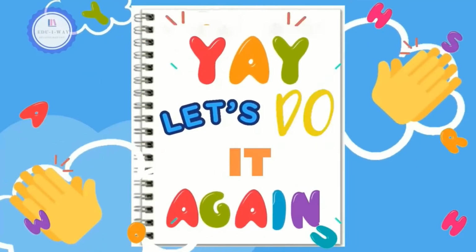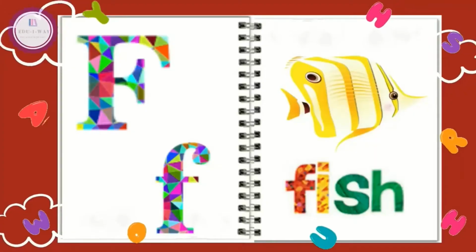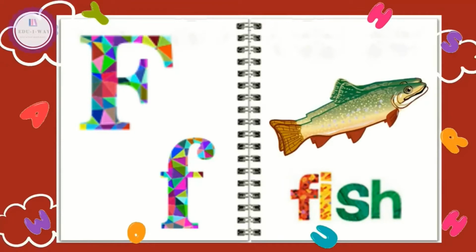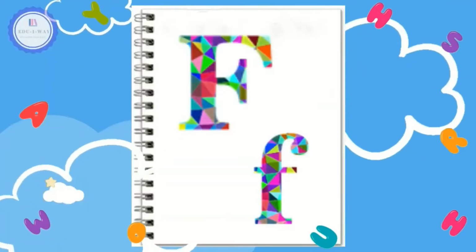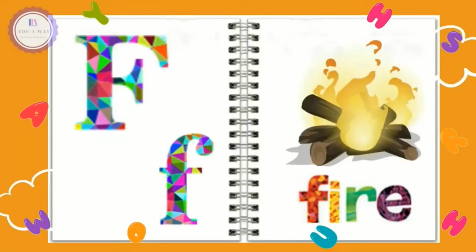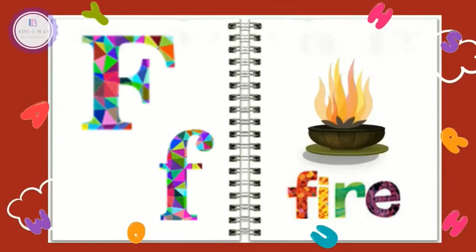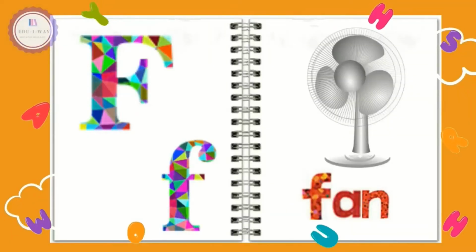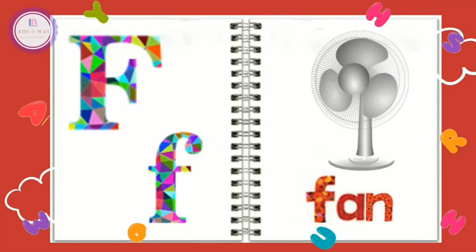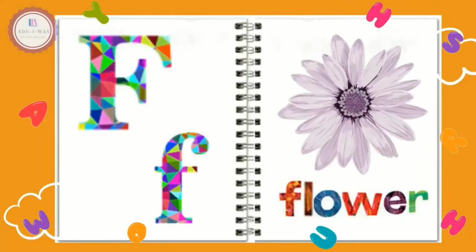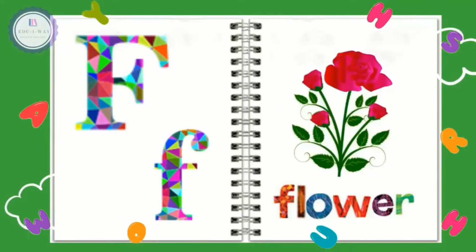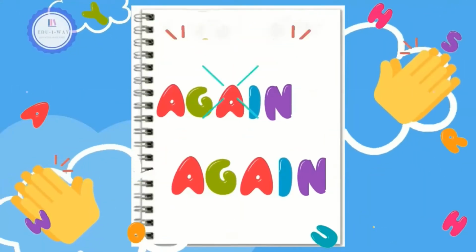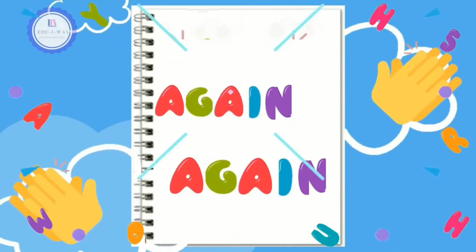F for fish. Fish, fish, fish. F for fire. Fire, fire, fire. F for fan. Fan, fan, fan. F for flower. Flower, flower, flower. Yay! Again, again!